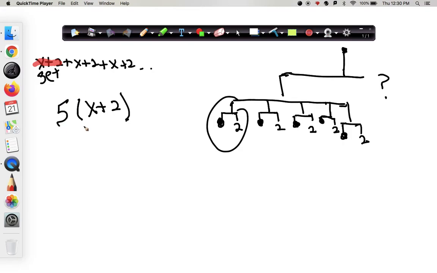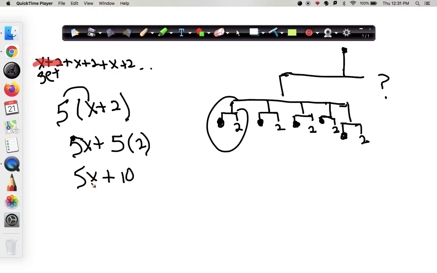So there's 5 sets. And so the distributive property just is a counting issue. We want to know how many x's, how many 2's. We have 5 x's and we have 5 2's. So 5 x's and then 5 2's is the same as 10. So 5 times parentheses the set of x plus 2 is the same as 5x plus 10. That's what we worked on today.